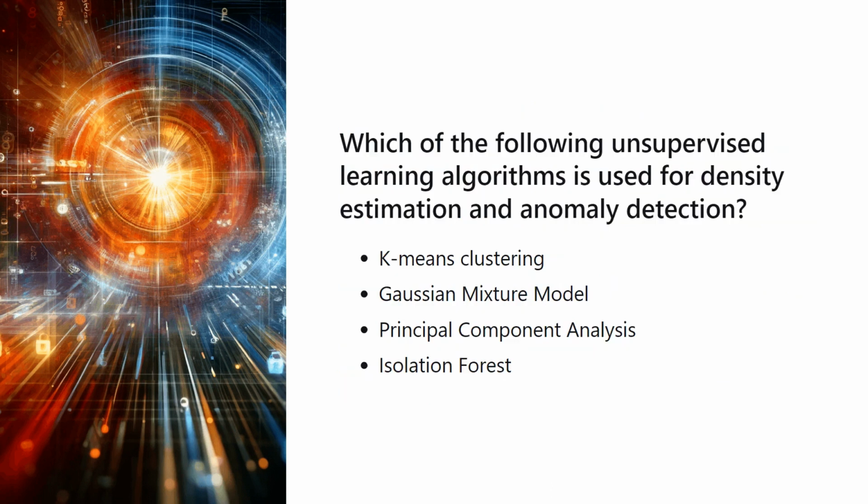Alright, here is the following question. Which of the following unsupervised learning algorithms is used for density estimation and anomaly detection? K-means clustering, Gaussian mixture model, principal component analysis, isolation forest. Please pause and consider the answer before we share it. The accurate response is Gaussian mixture model. Let us now examine why this answer is the right one.